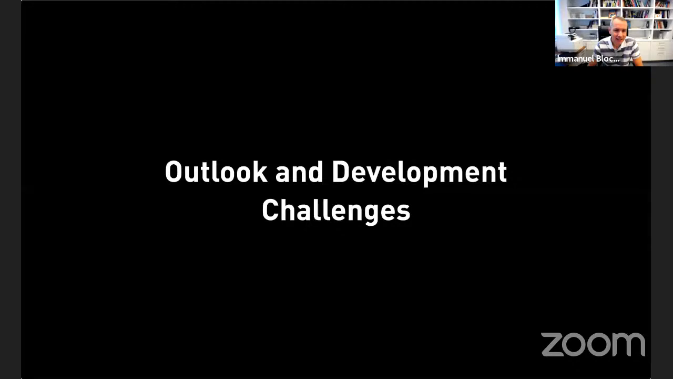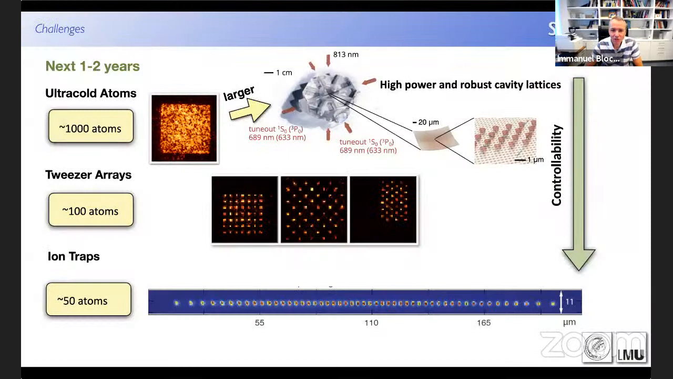Okay, I go through this quickly and I come to the end of the talk. I just want to highlight a bit of the outlook and development challenges. You've seen Antoine's talk on the tweezers. You'll see Michel Lukin's talks later. You've seen ion trap talks. In the field of AMO, quantum simulations, quantum computing, I think we have these three very exciting platforms with very complementary aspects.